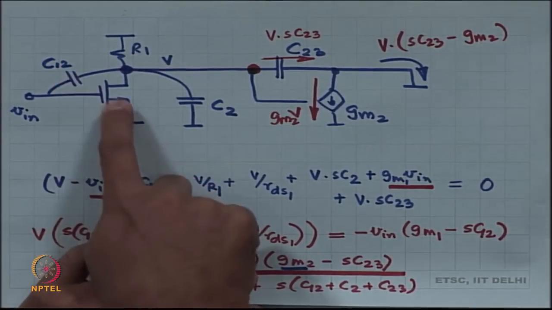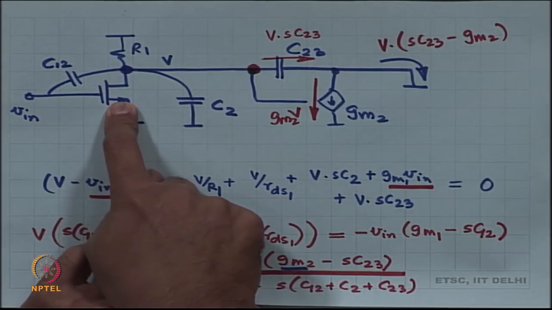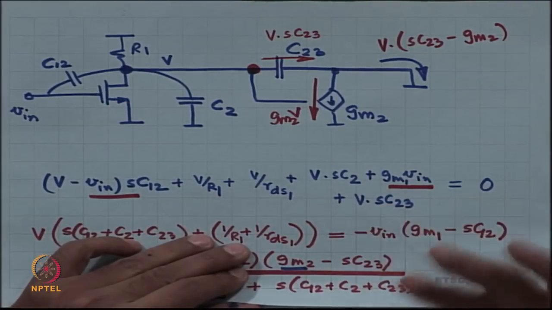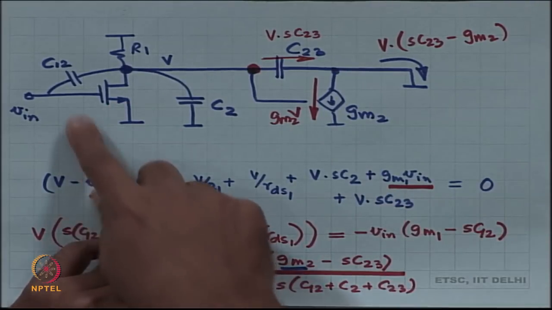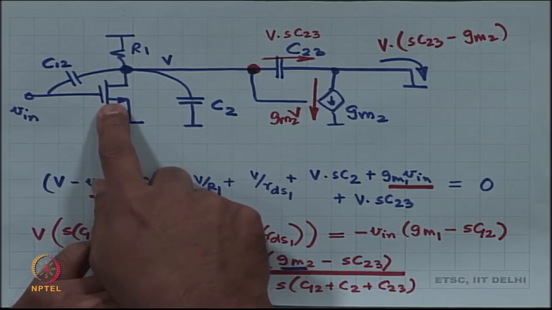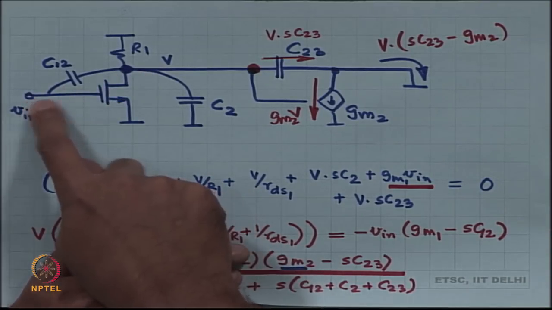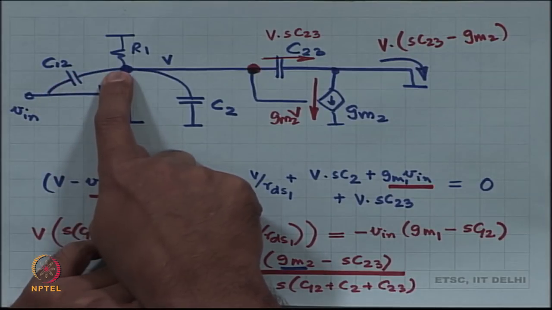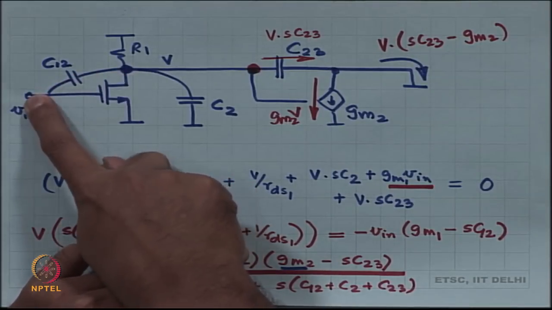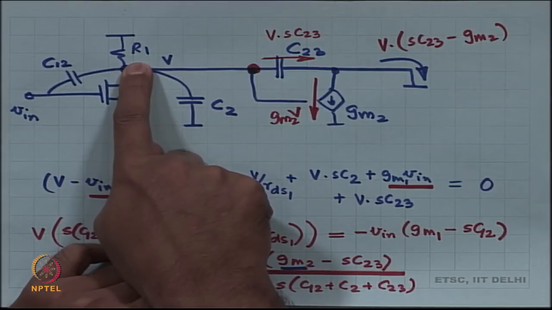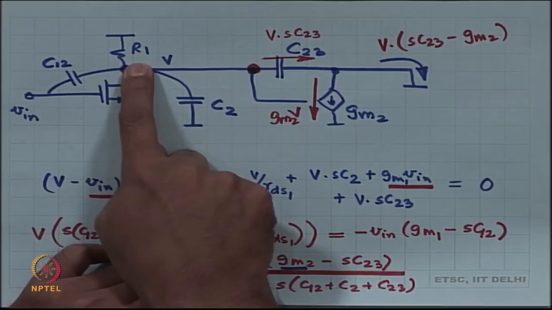SC12, C12 and GM1 gave me one right half plane 0. So, try to get a feel for what is going on. If you see, there is an M1, there is a path through M1 GM1 and there is another path through SC12 from V in to V. Okay. This is what is creating the right half plane 0.